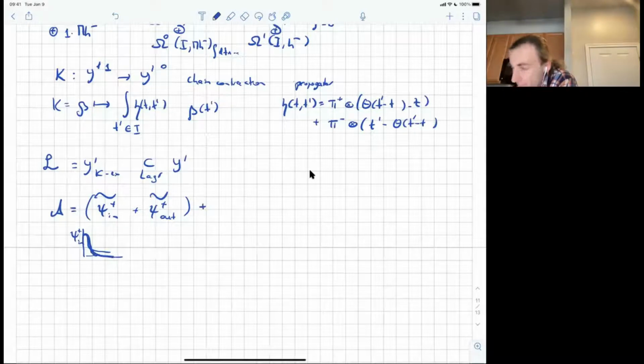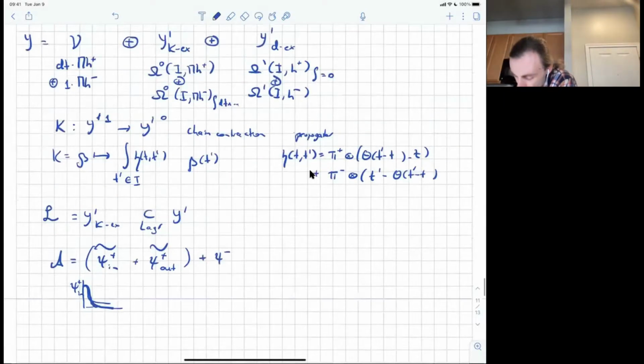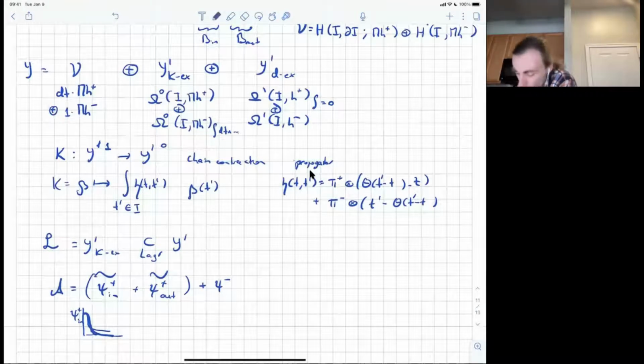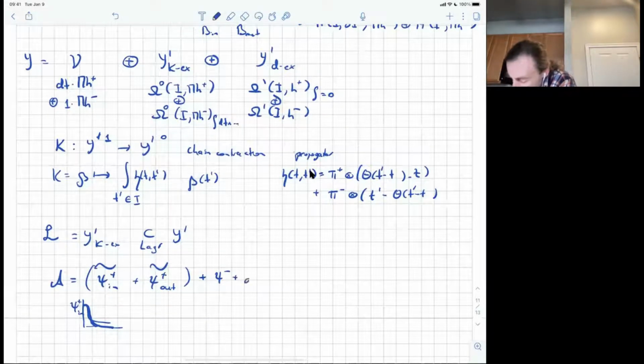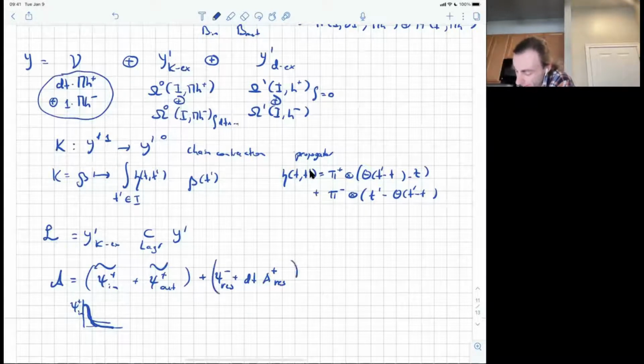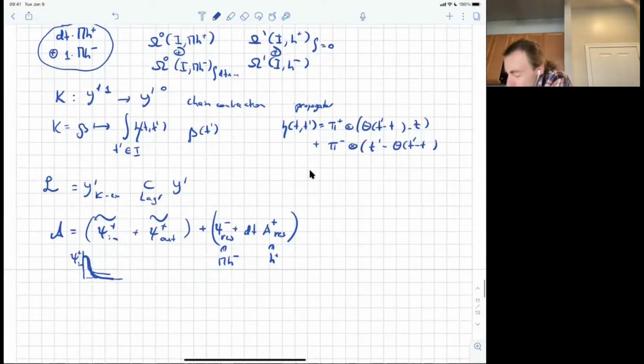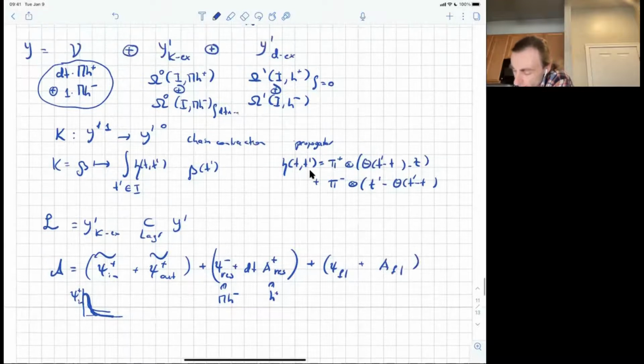So then there will be the residual fields. So it will be 1 times psi minus plus d psi minus residual plus dt times a plus residual. So that's just an element in V. So a plus residual is an element in H plus, psi minus residual is an element of parity shifted H minus. Okay, and then there will be the fluctuations, and there's the 0 form component and the 1 form component. So the 0 form component is here, the 1 form component is here.